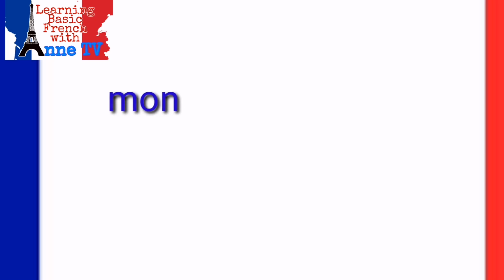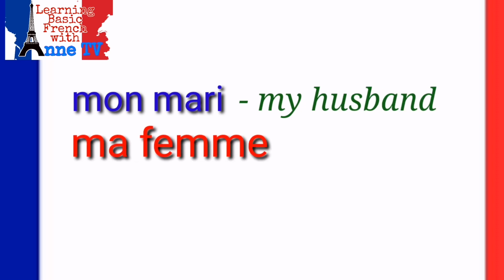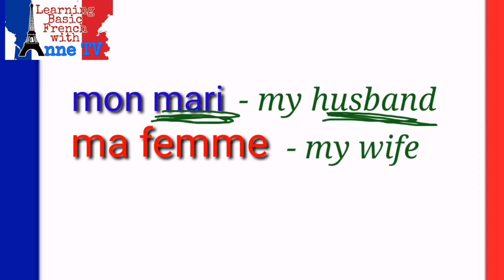When you introduce your husband, you would say mon mari. Mari means husband, and the opposite of husband is wife. Wife in French is femme. Okay, take note of the pronunciation. So mon mari is my husband, and my wife is ma femme.